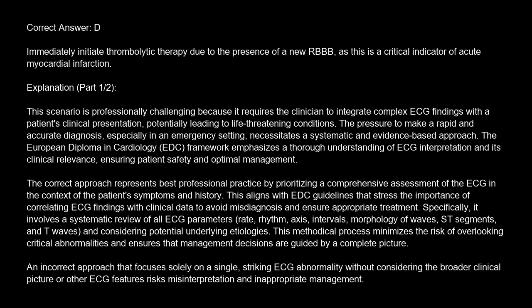This aligns with EDC guidelines that stress the importance of correlating ECG findings with clinical data to avoid misdiagnosis and ensure appropriate treatment. Specifically, it involves a systematic review of all ECG parameters: rate, rhythm, axis, intervals, morphology of waves, ST segments, and T waves, and considering potential underlying etiologies. This methodical process minimizes the risk of overlooking critical abnormalities and ensures that management decisions are guided by a complete picture.